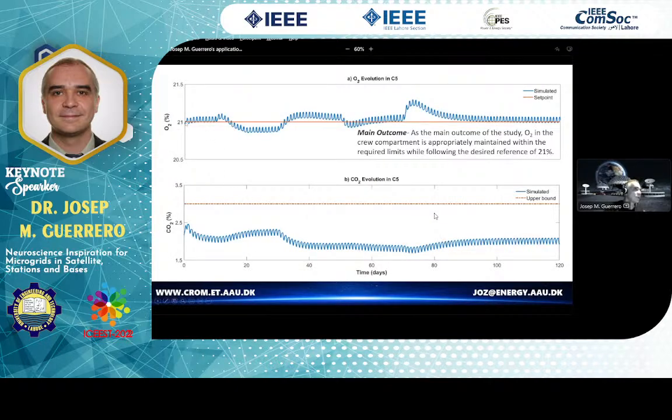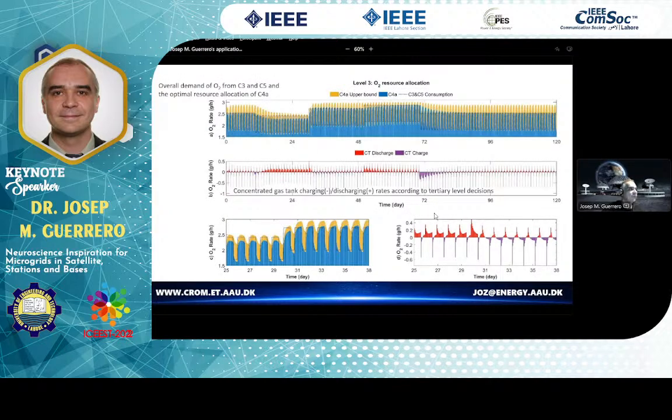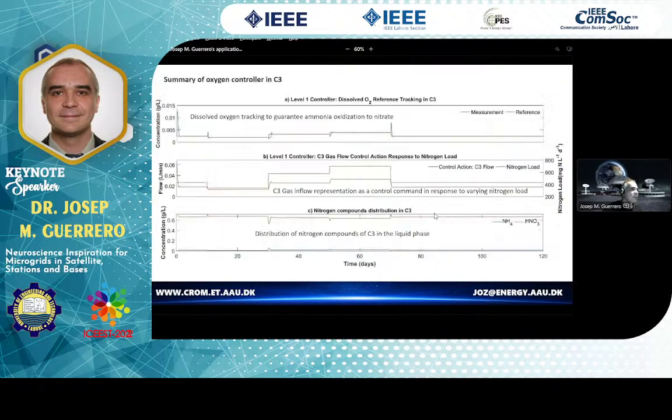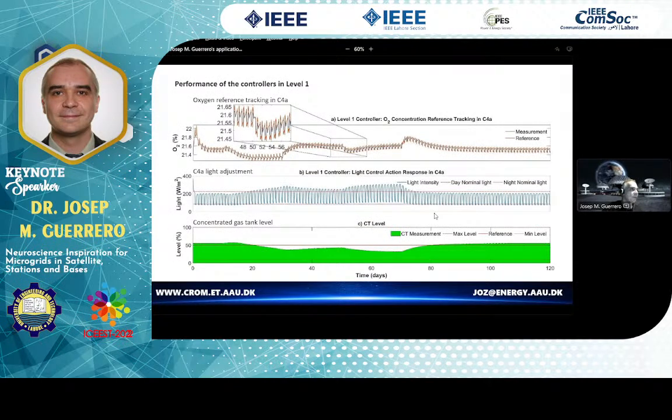You can see here the oxygen is at 21%. We have ripples, same as you can have, for instance, in power electronics. Maybe a different scale of time, of course. And CO2, we keep below 3%, which is necessary for life. I will skip a little bit those results.